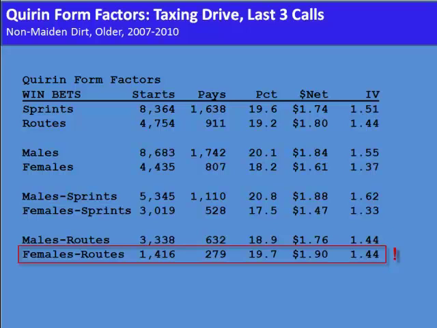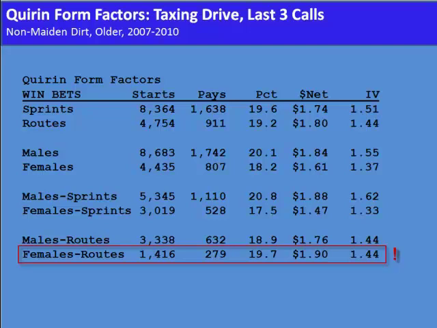Next, we look at route races. What a surprise this is, that the females actually outperform the males in terms of dollar net, and they're equal in terms of impact value. Now, the sample size, 1,416 races for females, is not huge. It's a lot more than Dr. Quirin showed in his book. I believe the sample size there was just a couple of hundred for the entire sample. I think there's a message here, but to tell you the truth, I'm not exactly sure what it is.